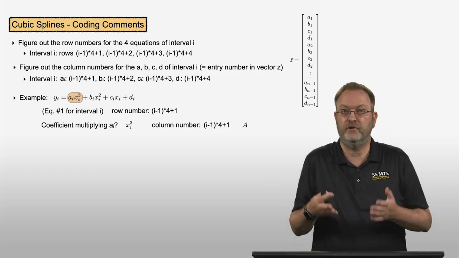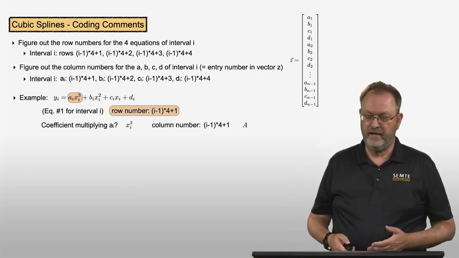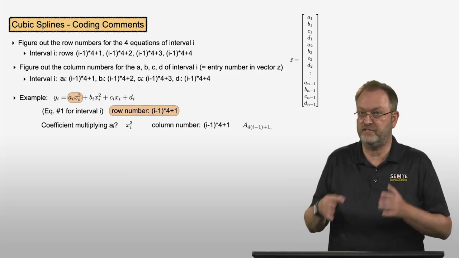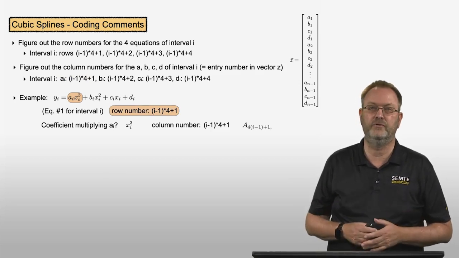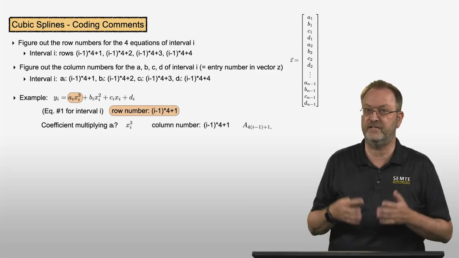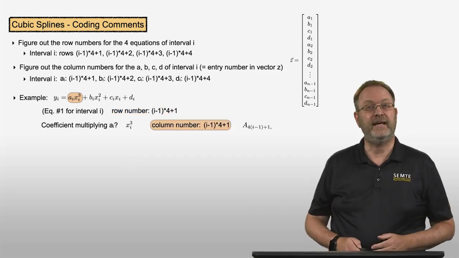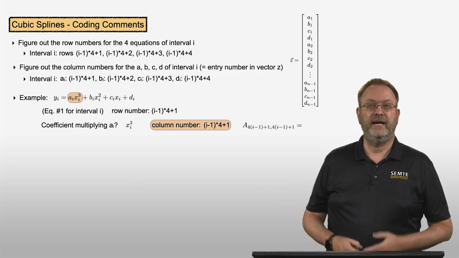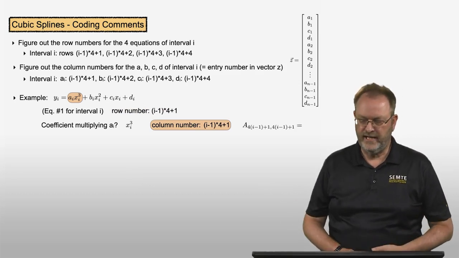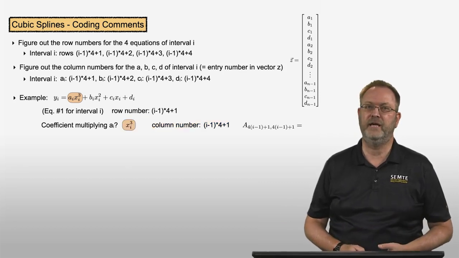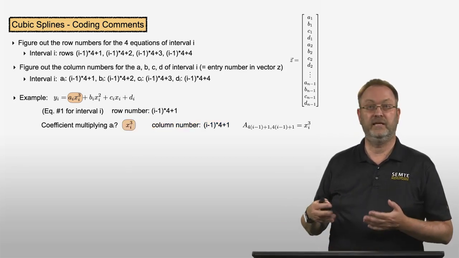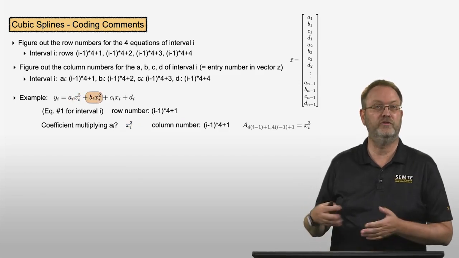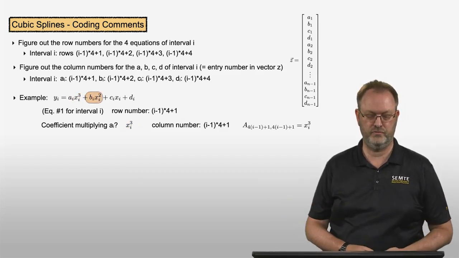So that means that for the matrix A, my row number is 4 times (I minus 1) plus 1. That's the first index that you write into a subindex form for a matrix. That tells you the row number. The second index is the column number. The column number we found for ai is (I minus 1) times 4 plus 1 as well. So that entry into the matrix has to be the given value xi cubed. Good.